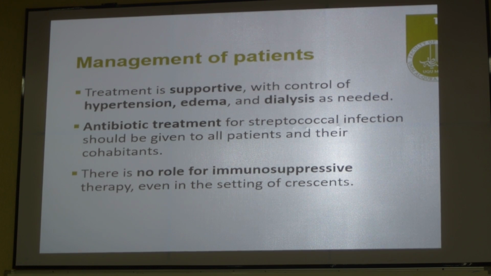The treatment includes supportive therapy with control of hypertension and edema. Dialysis is needed sometimes because too many autoantibodies are there, and then antibiotic treatment is a must, not only for him but also for the people who are living with him, the other children. And there is no role of immunosuppressive therapy even when there are very strong lesions. So you cannot give them immunosuppressive agents.